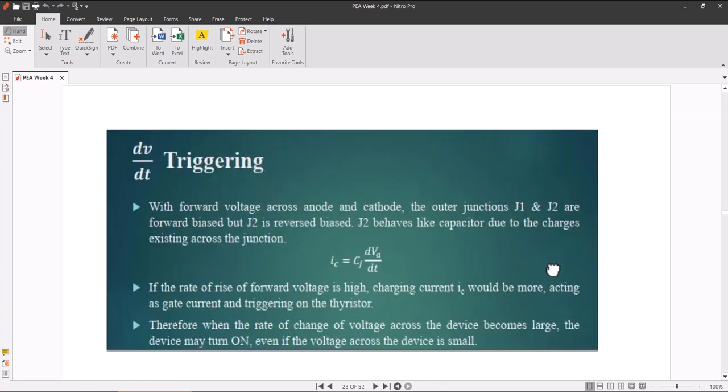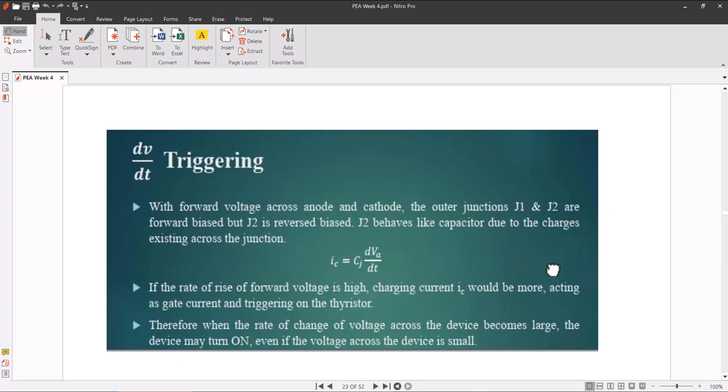dV by dt triggering: if you give a sudden jerk of voltage, then it will turn on. With the forward voltage across the anode and cathode, the outer junctions J1 and J3 are forward biased, but J2 is reverse biased. So you can think of it as a capacitor. J2 behaves like a capacitor due to charges existing across the junction. So IC is equal to C into dV by dt; if the rate of rise of the voltage is high, the charging current would be more, acting as the gate current and triggering on the thyristor.